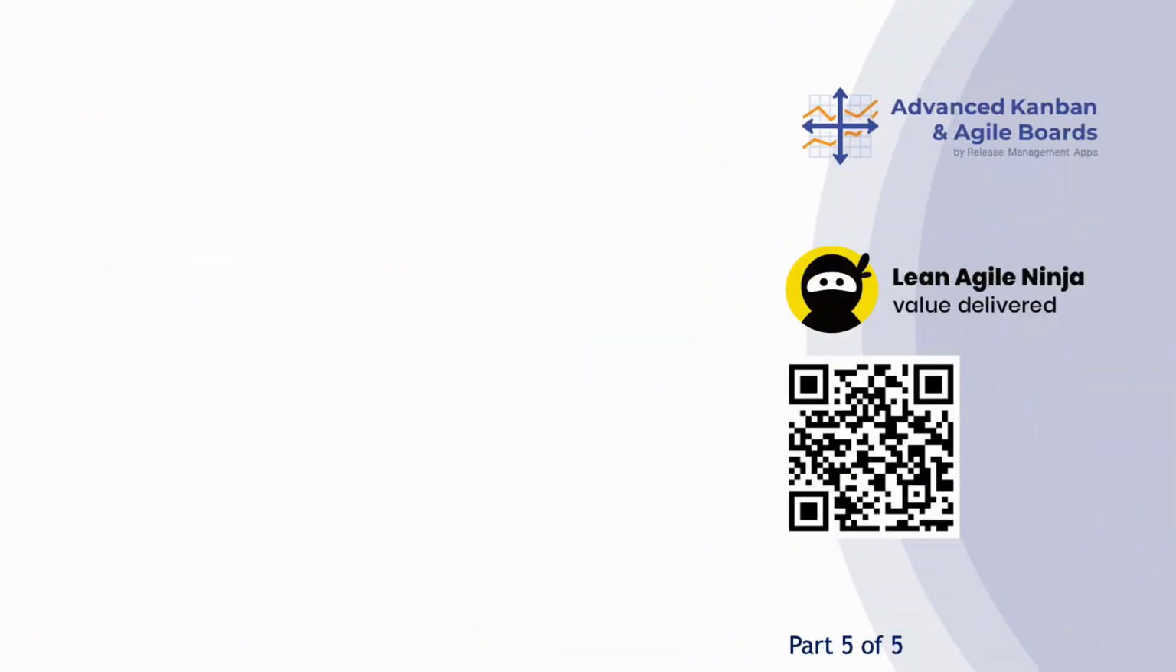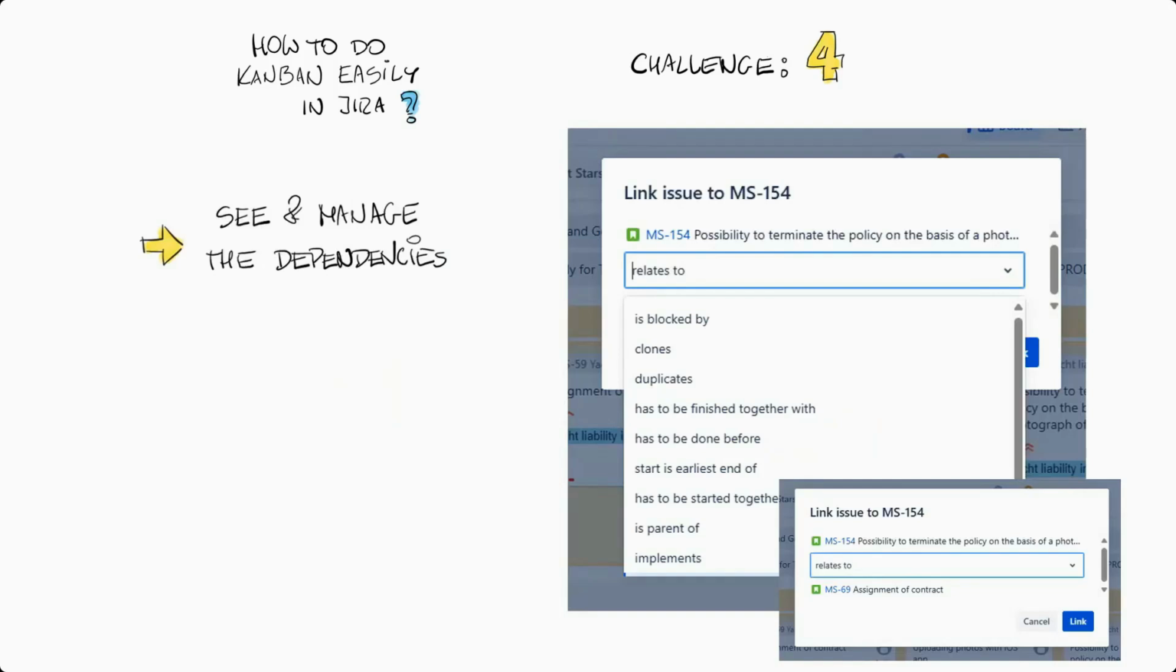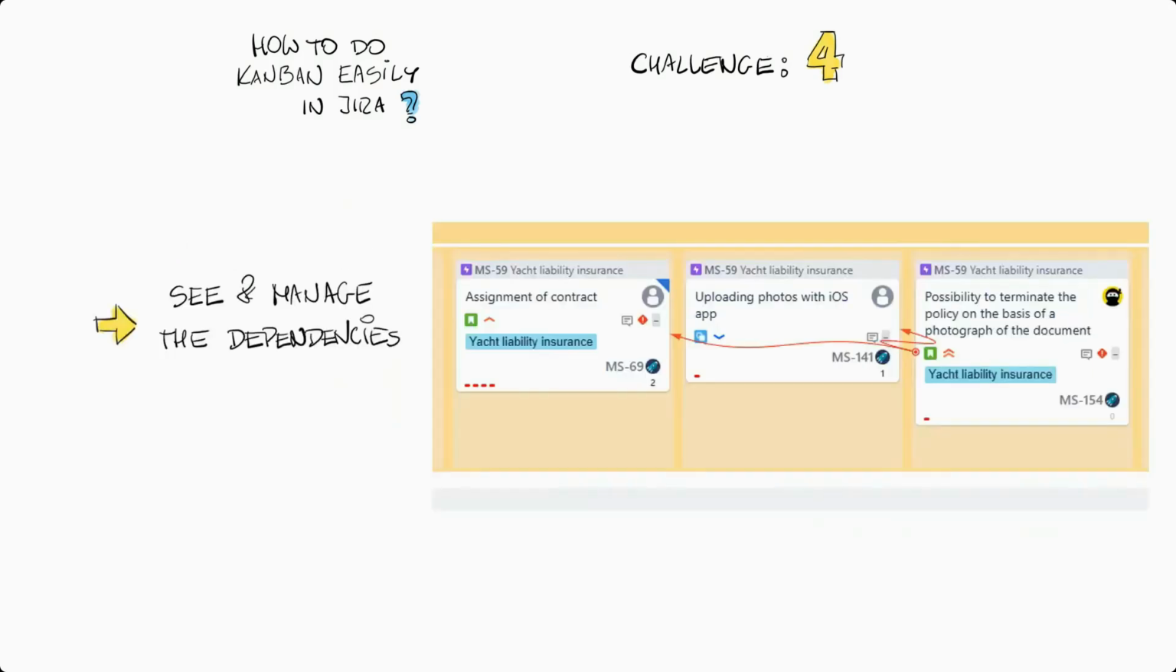Jira by itself offers multiple ways of tracing and tracking dependencies between the tasks, but it doesn't really visualize them nicely. With advanced Kanban and Agile boards, you can not only see the dependencies, but also create new ones straight from the view of the board.